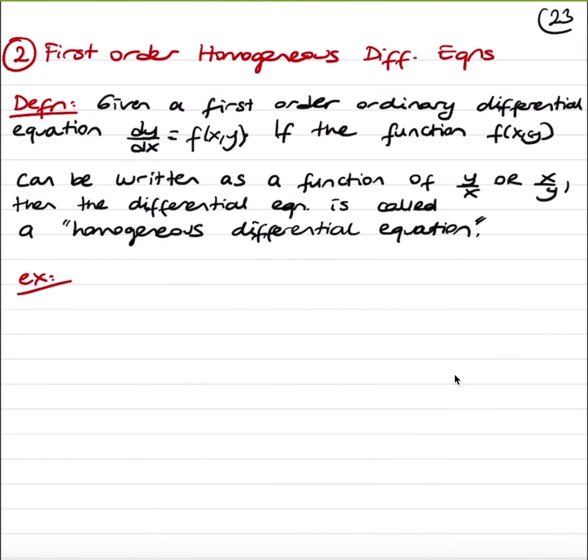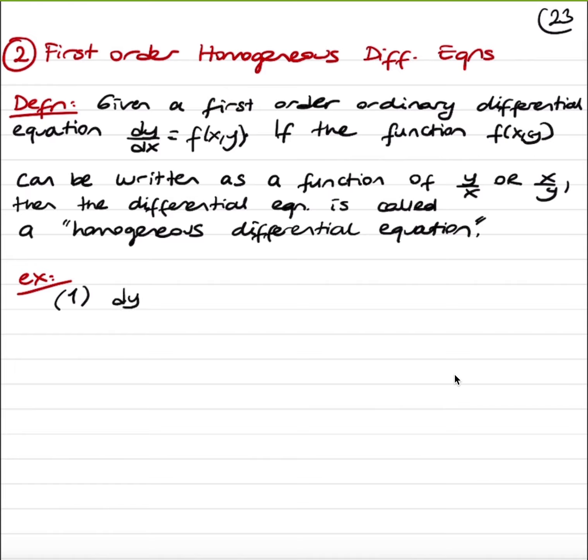And today let's start with first order homogeneous differential equations. What are these? These are first order differential equations. Let's say we have dy over dx is equal to f of x y. If the function f of x y can be written as a function of y over x or x over y, then this equation is called a homogeneous differential equation. Okay, let me give an example, then it will be clear.